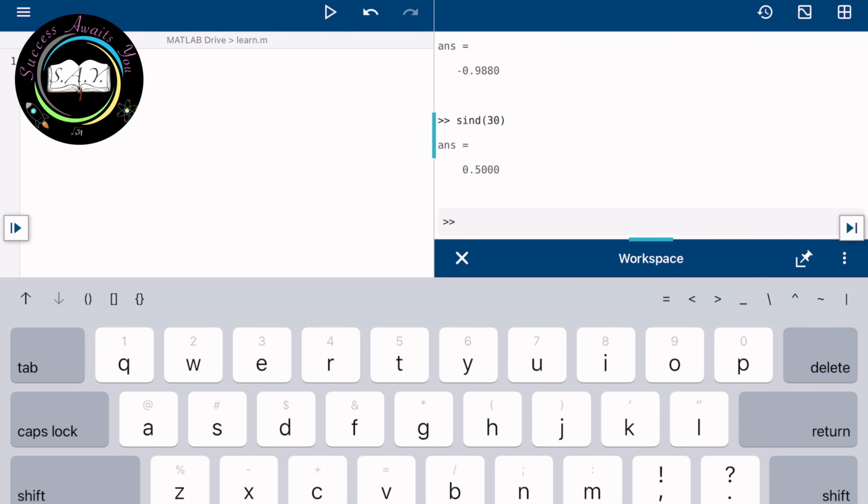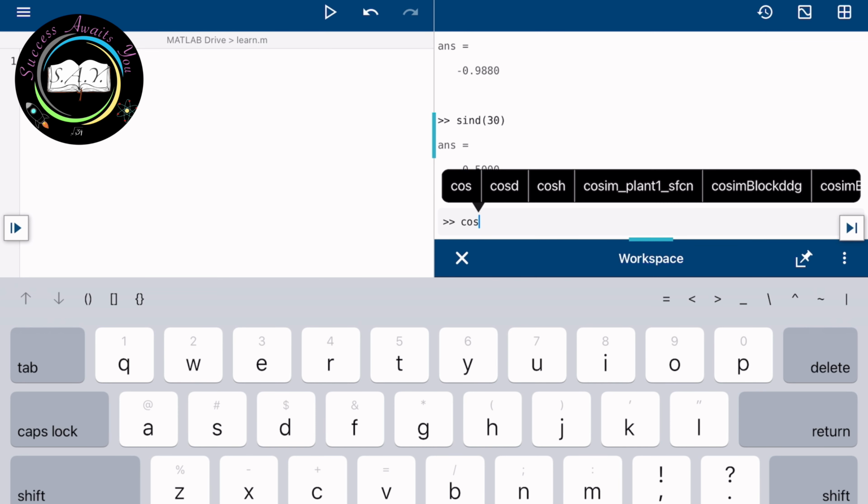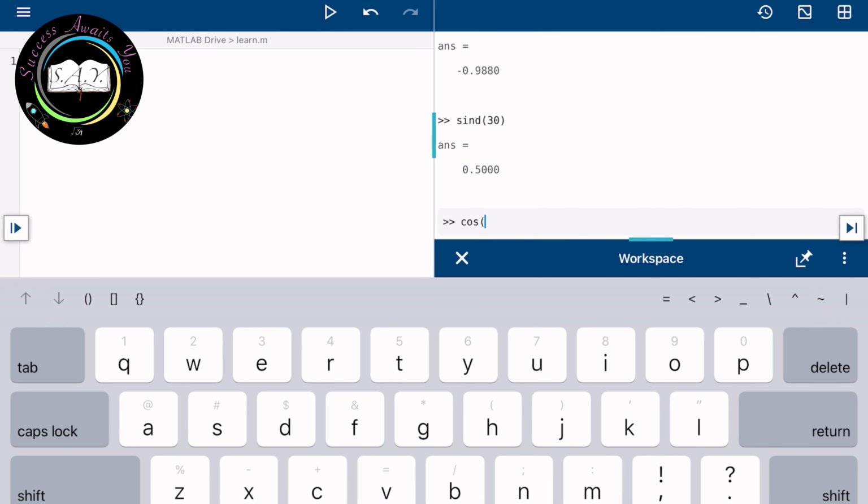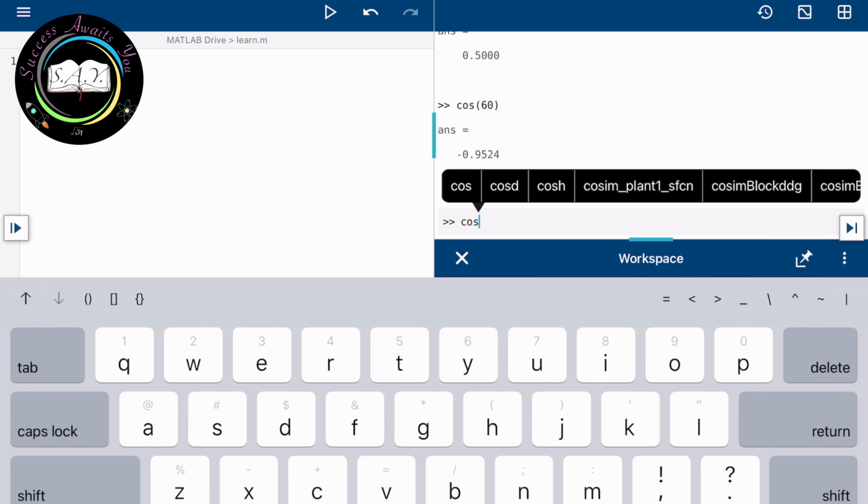We repeat the same method with cosine and tangent, that is, add d with them so the answer we get is in degrees. As you can see here, cosine 60 degrees equals 0.5. But to get this answer, we need to add d with it. It looks like a minor command, but it can create problems later on.